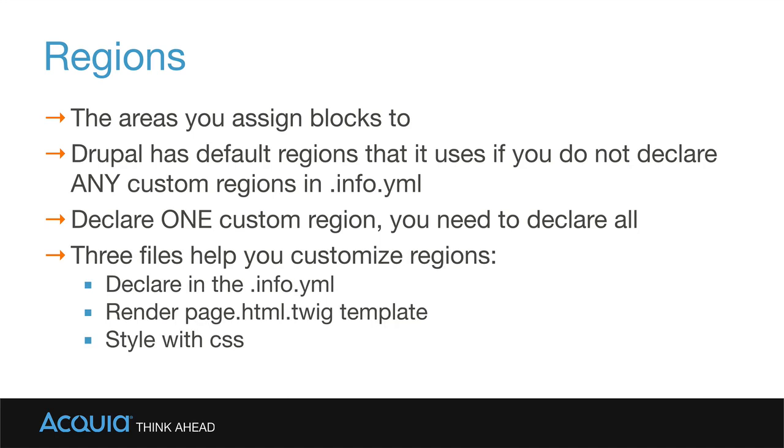There are 3 files that help you customize your regions. We declare them in the .info.yaml file, we render them in the page.html.twig template, and we can style them with our CSS. And we'll do that as we go.